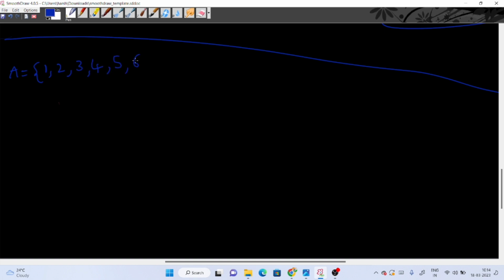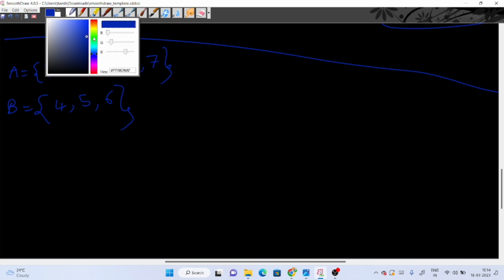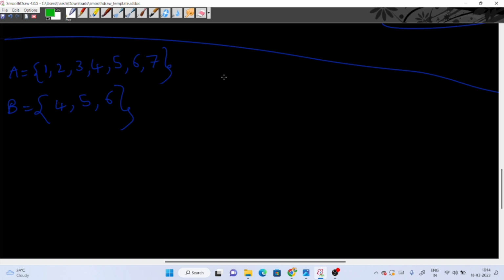So let me draw a line here to distinguish it. For example, I have two data sets. A is equal to 1, 2, 3, 4, 5, 6, and then 7. And let me take B is equal to 4, 5, and then 6. So let us do some more operations on this A and B.